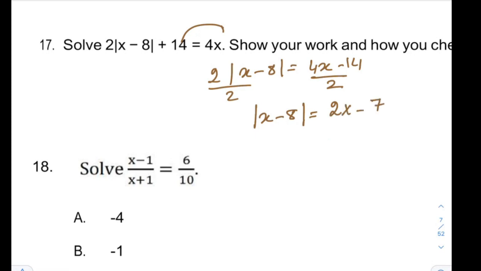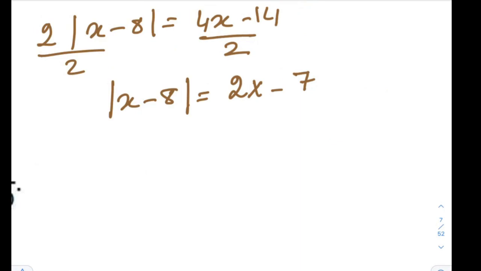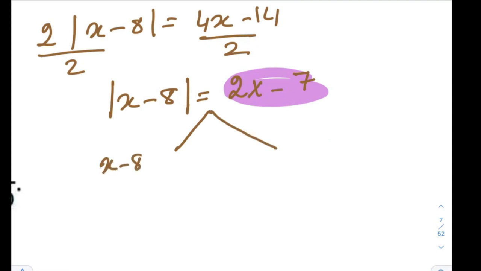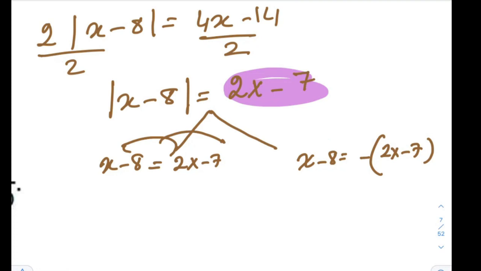Now, in this case, we have here an expression, and we will deal with it in a similar way. Either x minus 8 is 2x minus 7, or x minus 8 is negative (2x minus 7). Put the negative before the expression, don't forget that. And we will solve as usual.